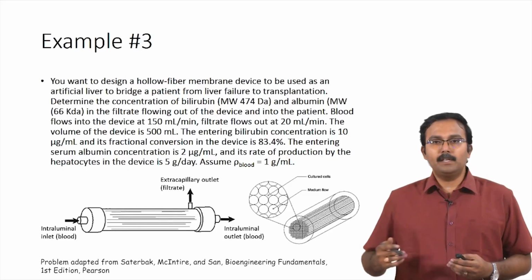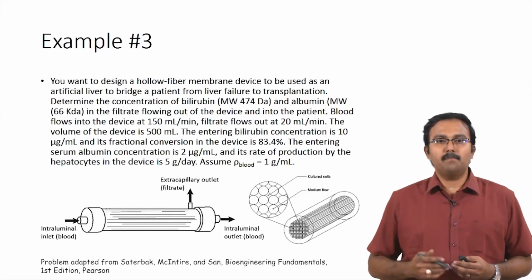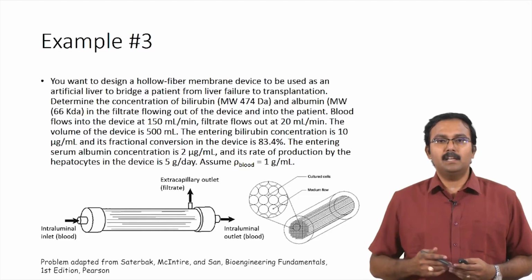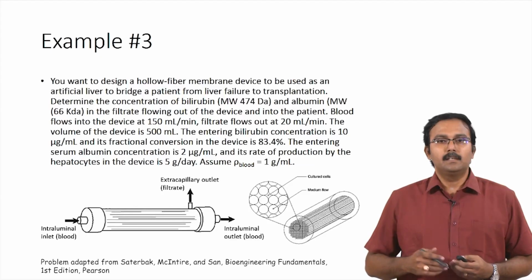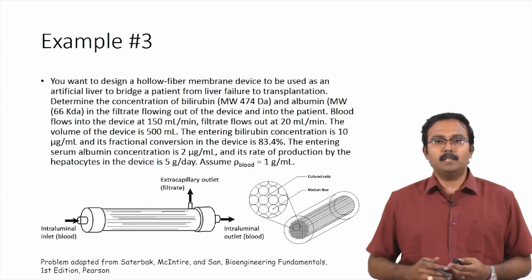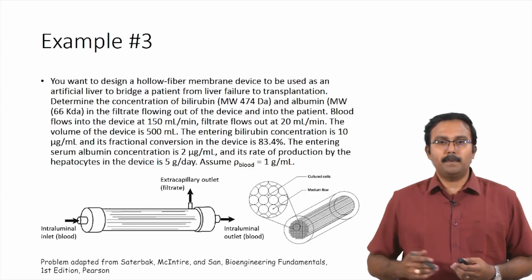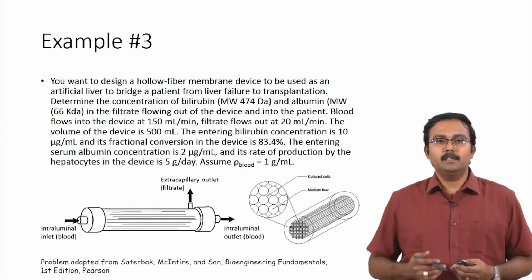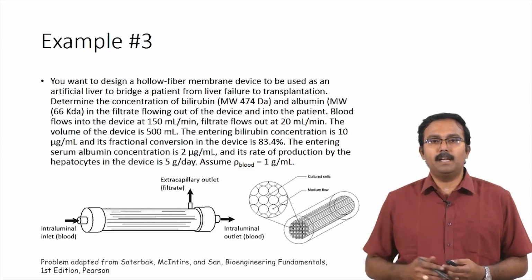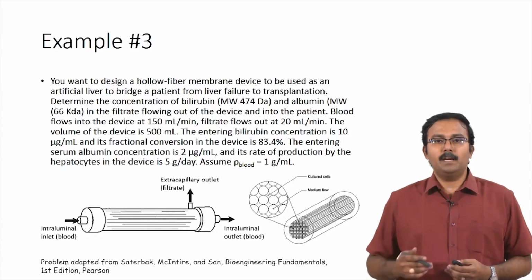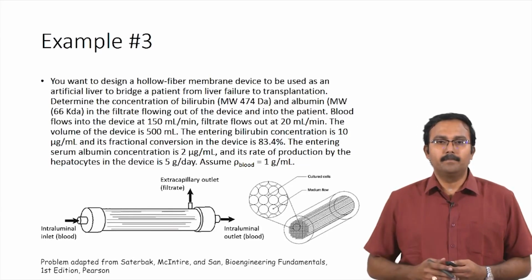The entering bilirubin concentration is 10 micrograms per ml and its fractional conversion in the device is 83.4%. The entering serum albumin concentration is 2 micrograms per ml and its rate of production by the hepatocytes in the device is 5 grams per day. You can assume that the density of blood is 1 gram per ml.